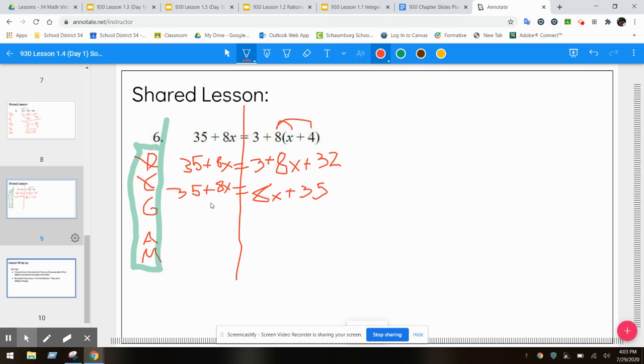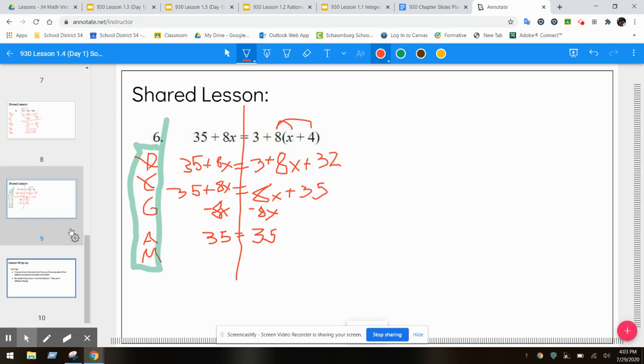Now I got to get the variable on one side. So I got to pick on the little guy. Again, they're the same. This is probably going to be another one of those special cases. So I'm going to subtract 8x from both sides. Subtract 8x. And I'm left with 35 equals 35.